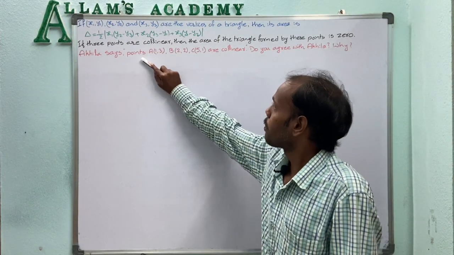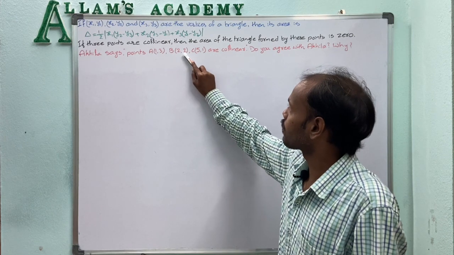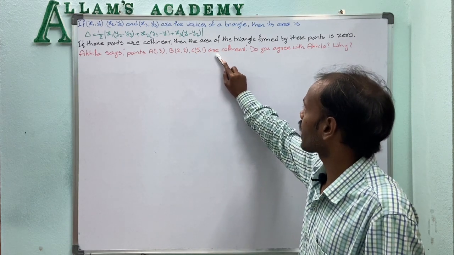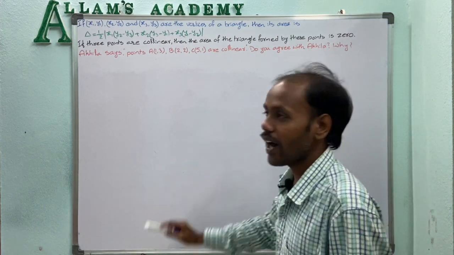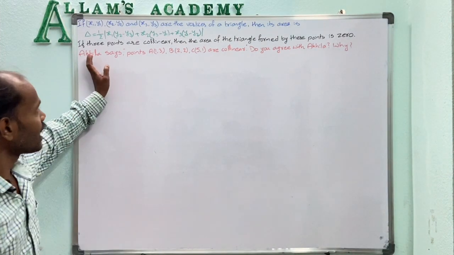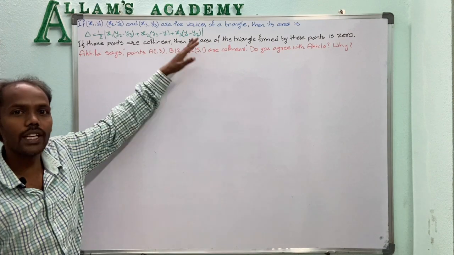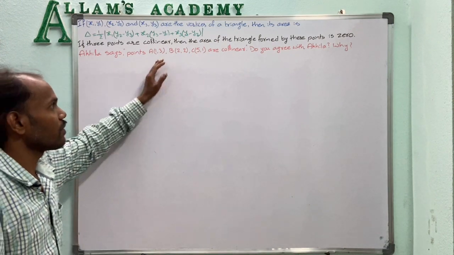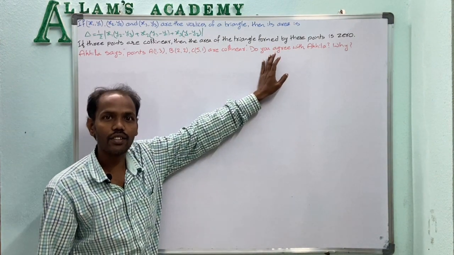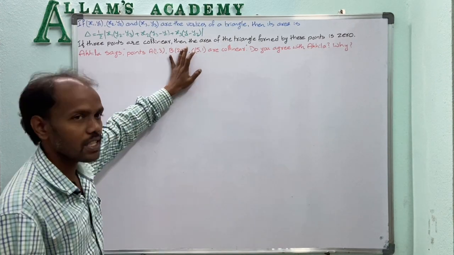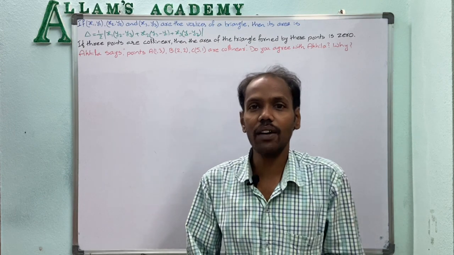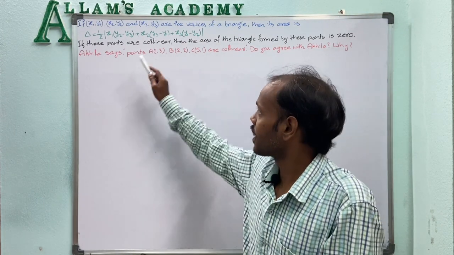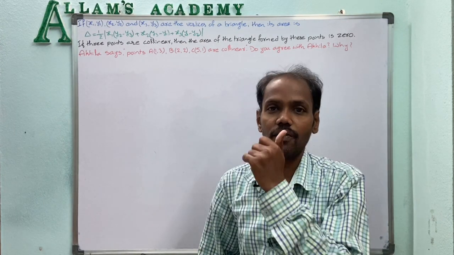Akhila says points A of 1 comma 3, B of 2 comma 2, C of 5 comma 1 are collinear. Do you agree with Akhila? Why? Here Akhila said these points form collinear. So we are asked whether we agree or not. We don't know by observing this, so we have to find the area of the triangle. If the area of the triangle is 0, then the given points are collinear, otherwise not.